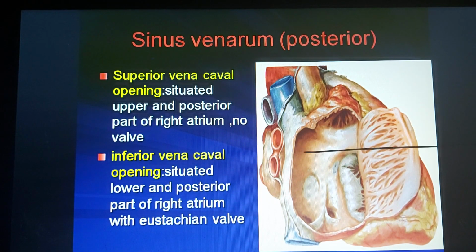Coming to the inferior vena caval opening, which is situated in the posterior lower part. Posterior upper is the superior vena cava; posterior lower is the inferior vena caval opening. It is situated in the lower part of the posterior part of the right atrium, and it has a Eustachian valve. The superior vena caval opening has no valve, but the inferior vena caval opening has a Eustachian valve.